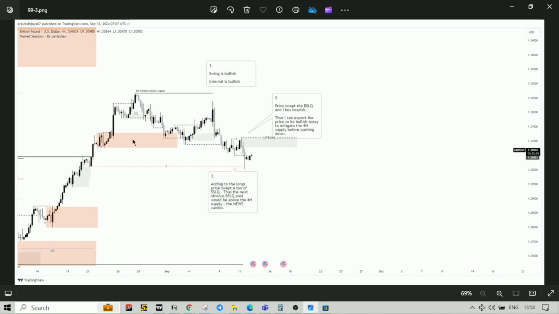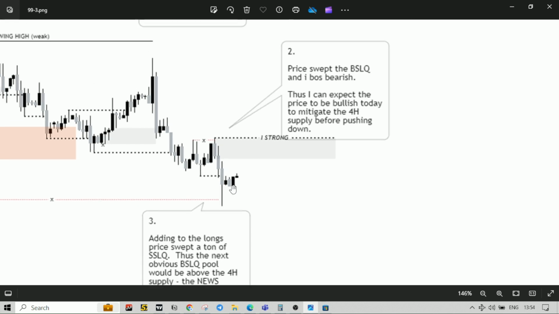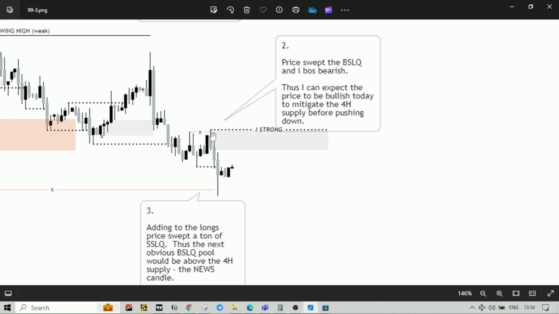This is the 4-hour chart. The 4-hour swing structure is bullish, internal is actually bearish, and price has swept some buy side liquidity and then it made a high and broke down. But remember, it has swept some strong sell side liquidity too. So from buy side liquidity to sell side liquidity to again buy side liquidity, price moved from liquidity pool to liquidity pool, which I already discussed earlier.